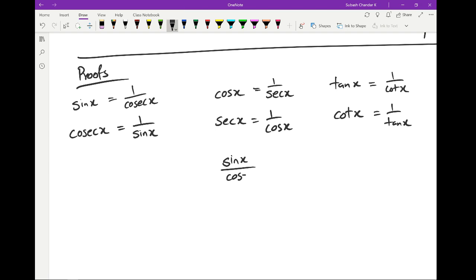Sine x over cos x equals tan x. That's a pretty useful one. And also sine squared x plus cos squared x equals 1.